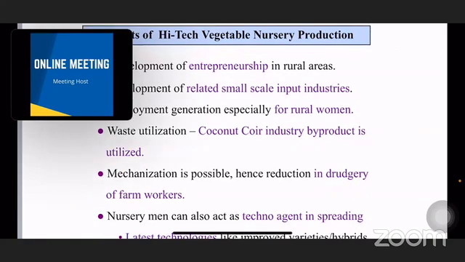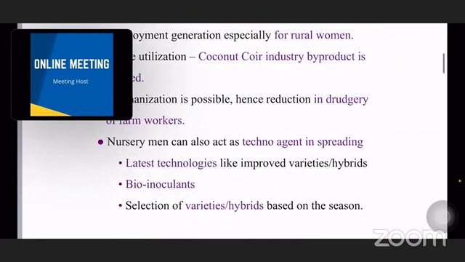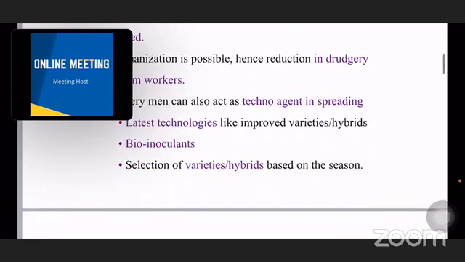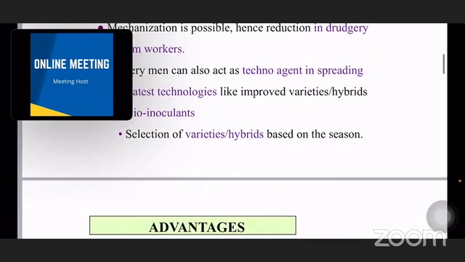Then there is waste utilization, like the coconut coir industry byproduct, that is cocopeat, which is prepared from coconut coir. Mechanization is also possible. This helps reduce the drudgery of farm workers, and helps to adopt the latest technologies like improved varieties and hybrids, and also bioinoculants like Pseudomonas, Rhizobium, Trichoderma, etc. It also helps in choosing varieties or hybrids which are suitable for the particular season.